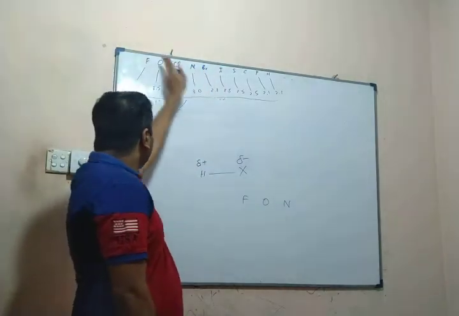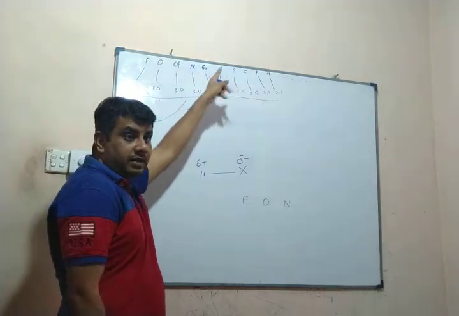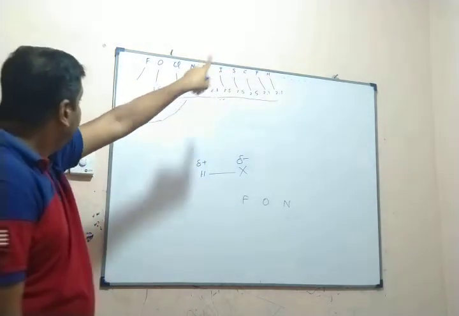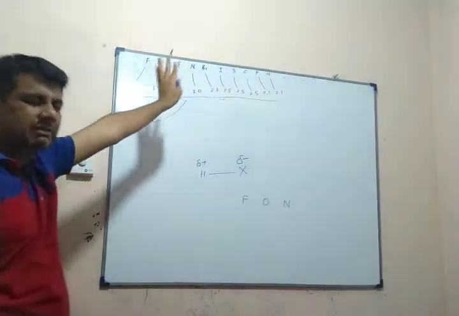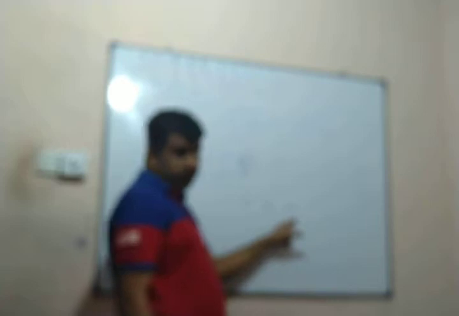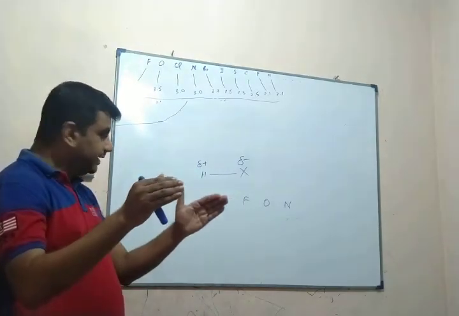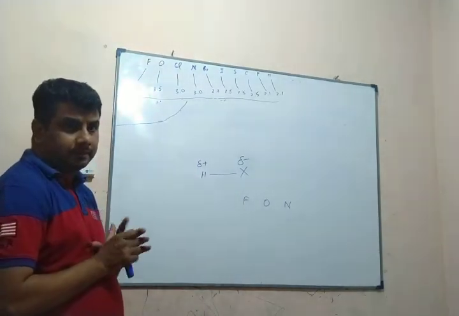Not chlorine. The electronegativity of nitrogen and chlorine are almost the same. Chlorine is a little bit larger, almost the same. But the dipole attraction would be much stronger for nitrogen, not for chlorine. Because of size: chlorine is large in size, nitrogen is very small.